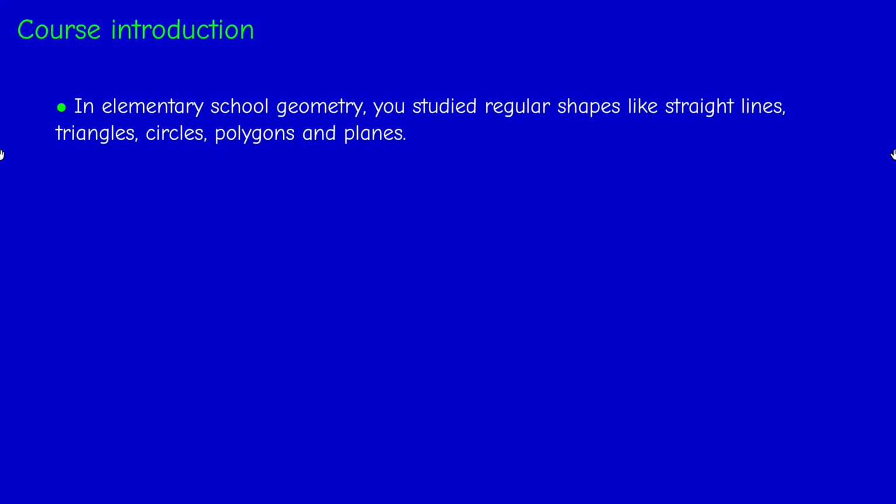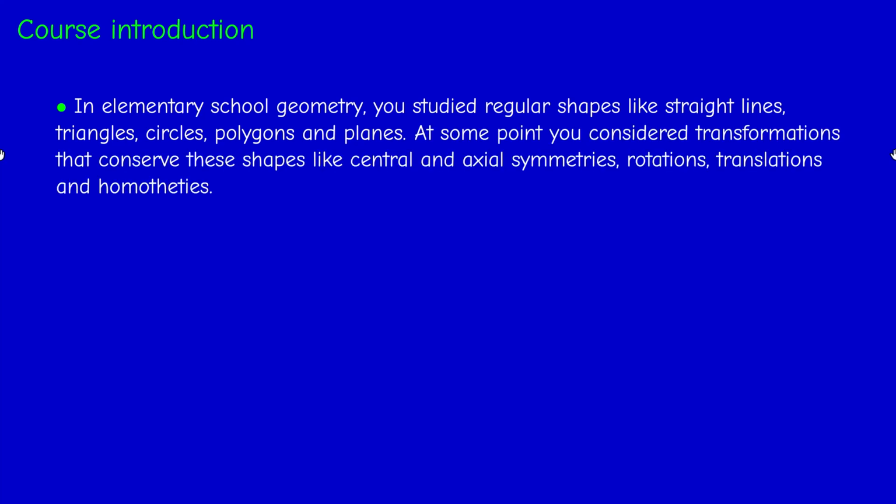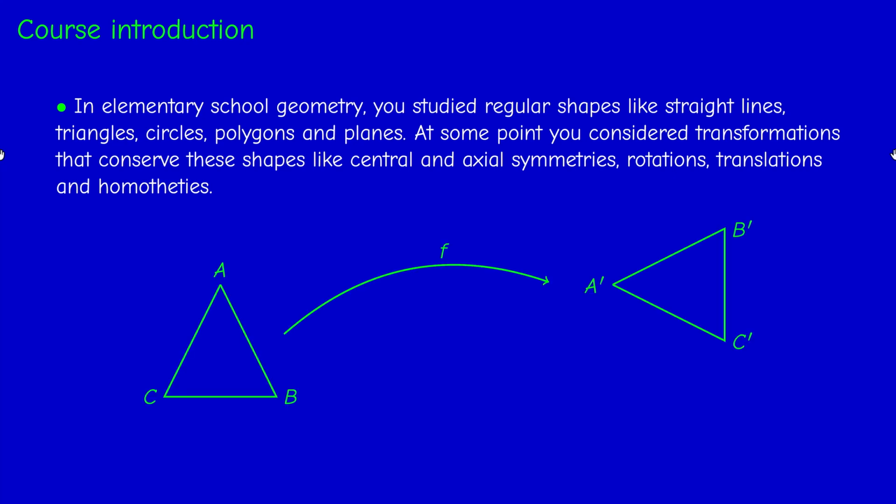You remember in school, in geometry, you studied regular shapes like straight lines, triangles, circles, polygons, planes, ellipses, and so on. And at some point, you considered transformations that conserve these shapes, like central and axial symmetries, rotations, translations, homotheties. Here's an example. This is a kind of rotation and translation. So we transform the triangle ABC into another triangle A prime, B prime, C prime.